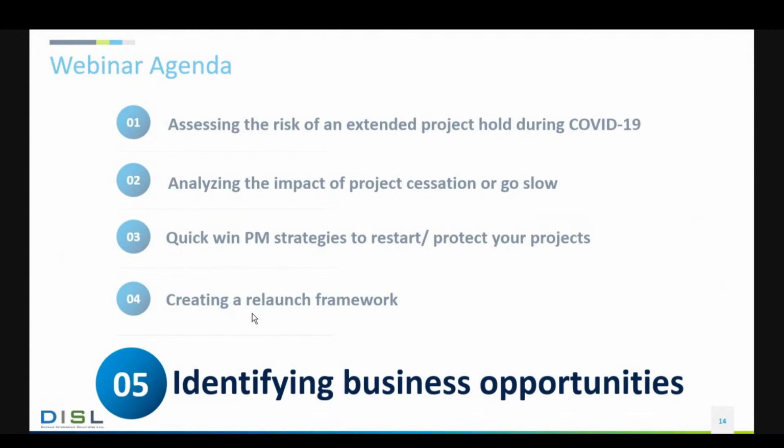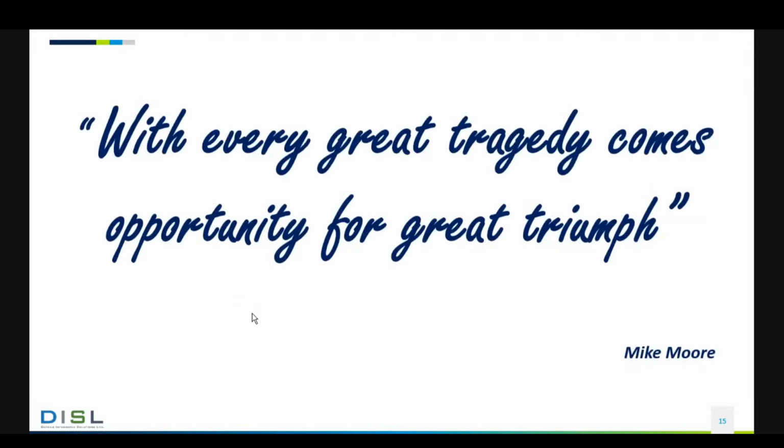So now we're going to look at how can you identify business opportunities within the COVID-19 environment. And I know this may sound very strange, and that's why I started off the discussion at the very beginning by looking at risk. And there are 2 elements of risk: the negative risk and the positive risk. The positive risk being an opportunity. And it's not that we're looking to take advantage of the persons that are negatively affected by the situation. But what we're looking at is how we can innovate and how we can change and improve. And as Mike Moore said, with every great tragedy comes opportunity for great triumph.